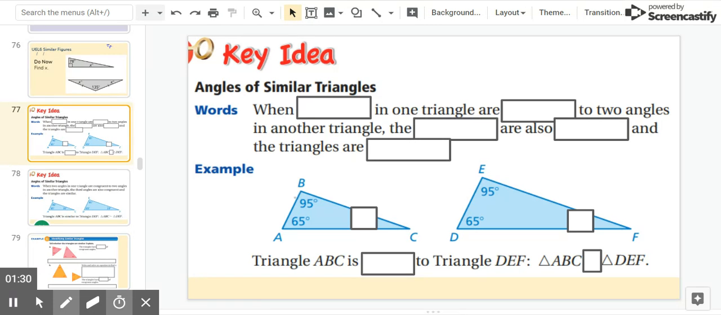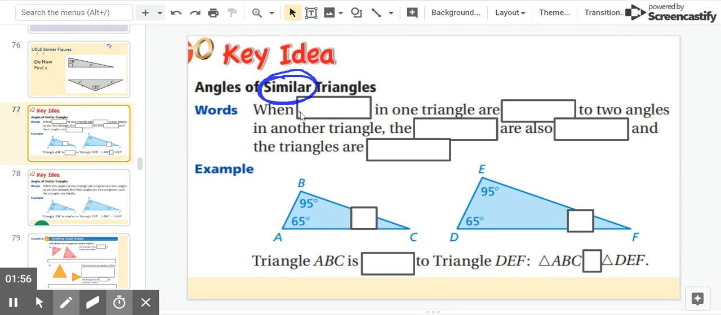Today we're going to talk about angles of similar triangles. So now we're back to triangles. But now we're going to talk about similar triangles. Similar. They're not exactly the same, but it's similar. What does it mean in math? Similar. If it looks similar, it's a little bit different. It has a little bit different definition in other areas.